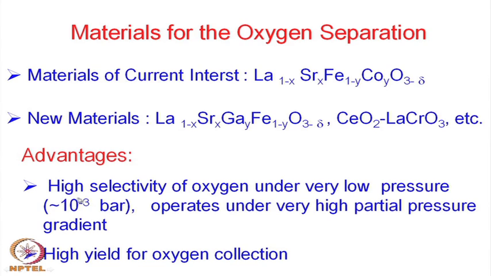The advantages of this kind of material: high selectivity of oxygen under very low pressure, 10 to the minus 3 bar. Basically, it is the partial pressure of oxygen which is the driving force, either the partial pressure of oxygen or partial pressure of hydrogen, that is the basic driving force to make the reaction happen in one direction. It operates under very high partial pressure gradient. So, even under very high partial pressure gradient, they do not change their structure, so they do not change their properties also. High yield of oxygen collection. So, one can separate oxygen by this process.